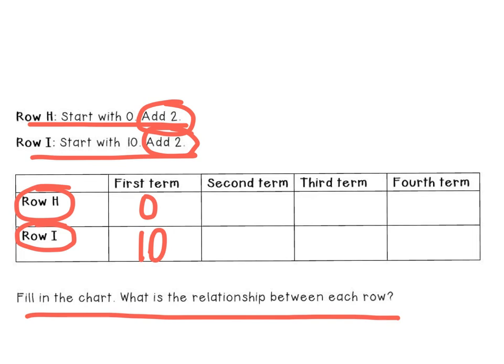If you're confused what a relationship should sound like, go back and look at the previous slides to get some help on it. So just like yesterday, we're kind of trying to figure out how 2 different numbers are related to each other. So look at the numbers in the second term, third term, fourth term to see how these numbers and these rules are related.